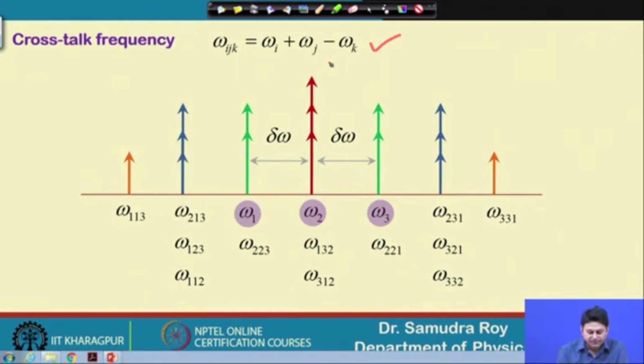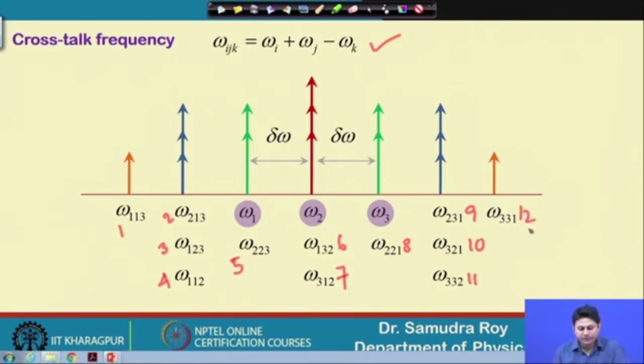First, let us take 1, 2, 3, this block. These shaded frequencies are the fundamental frequencies, and from them I can generate omega i j k, which is a combination of these frequencies. How many combinations did we have in the previous slide? It was 12. So I can see that there are 12 frequencies: this is 1, 2, 3, 4, 5th, 6th, 7th, 8th, 9, 10, 11 and 12. These 12 frequencies will be distributed in the frequency locations in this way.